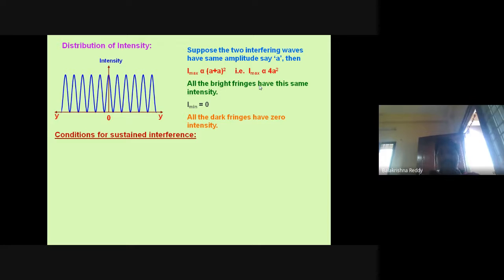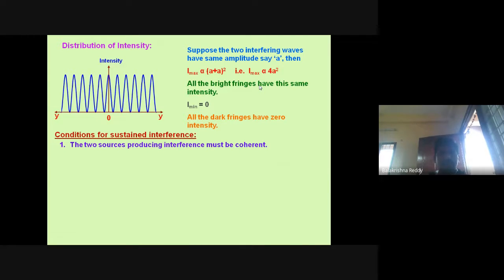Now, as I have told you, depending on the path difference condition, we obtain constructive interference and destructive interference, and the distribution of intensity curve is most important for us to understand better. Now, the conditions for sustained interference: I should get constant, continuous interference like this. What conditions am I supposed to use? We discussed already the coherent and incoherent sources. In the same way, we have some sustained interference conditions. A question can be asked in the exam: what are the conditions for sustained interference?